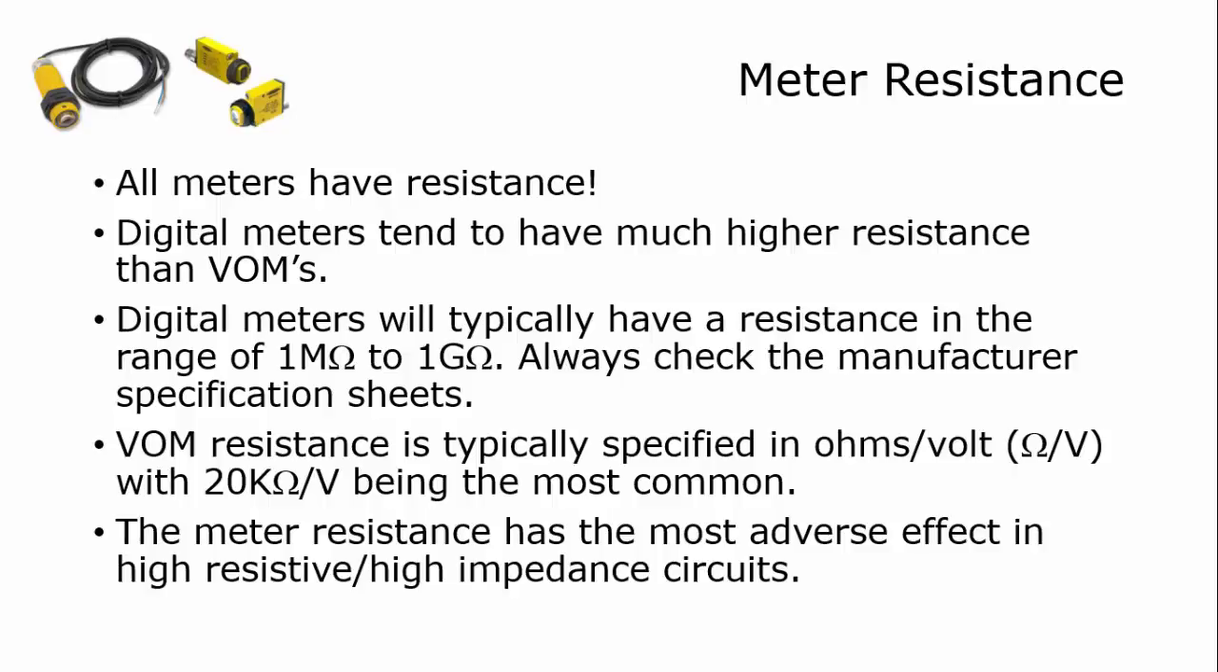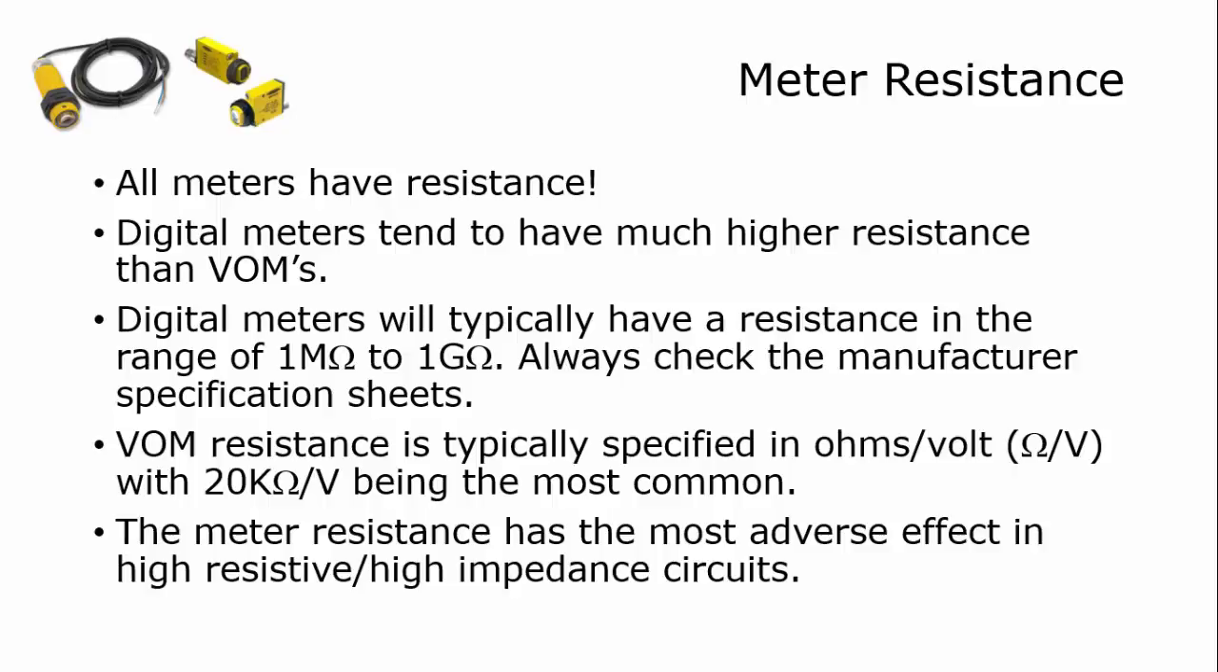Digital meters tend to have much higher resistance than volt-ohm meters, VOMs. Digital meters will typically have resistances in the range of 1 megaohm to 1 gigaohm. I've seen them as high as teraohms. So you should always check the manufacturer's specification sheets to see exactly what kind of input resistance your particular meter has, especially if you're measuring in circuits where the meter will have the greatest effect on them.